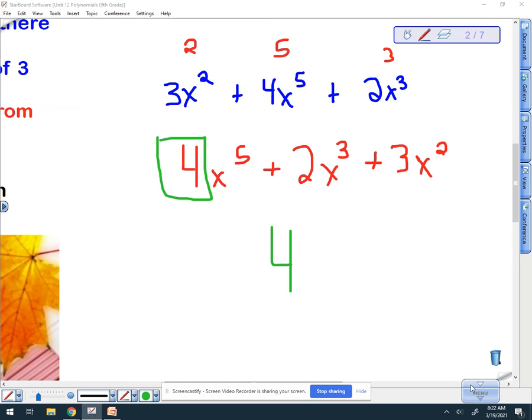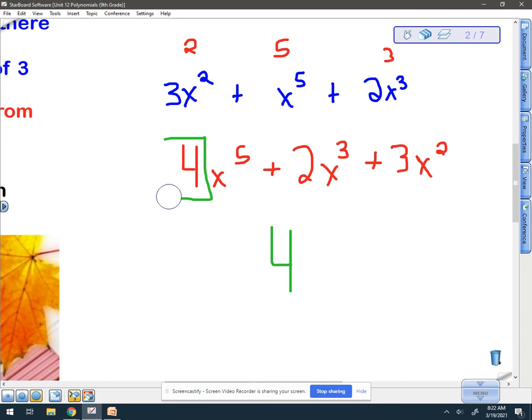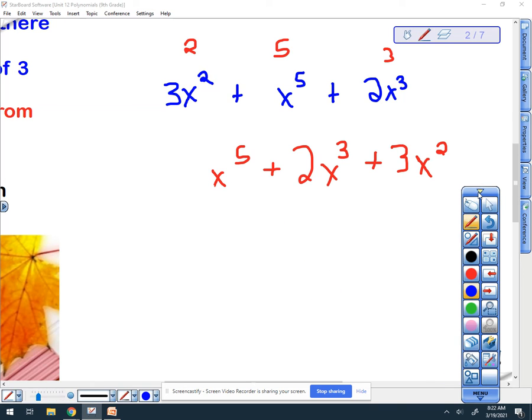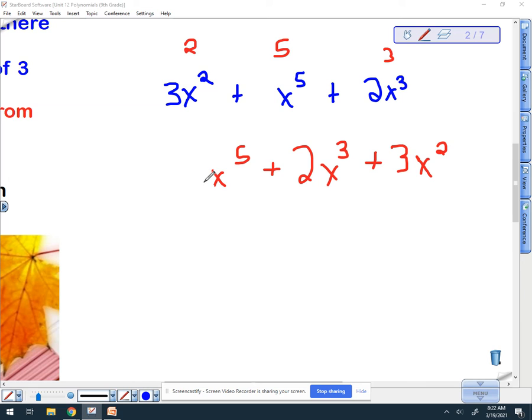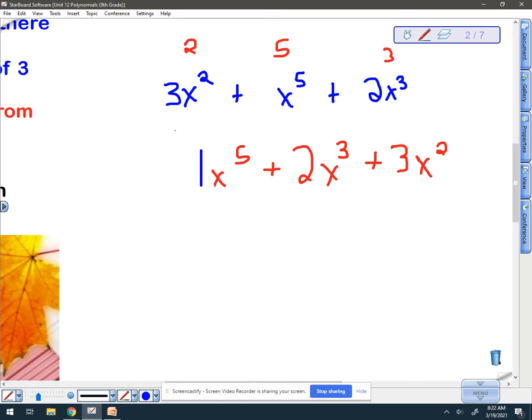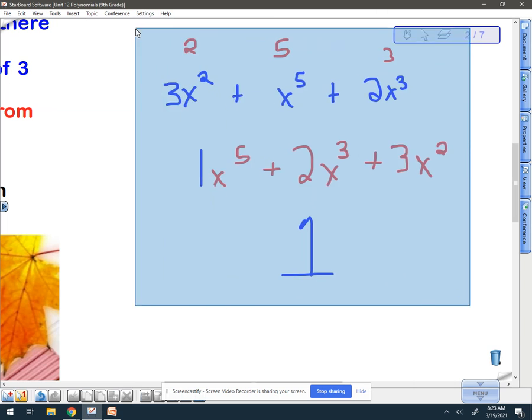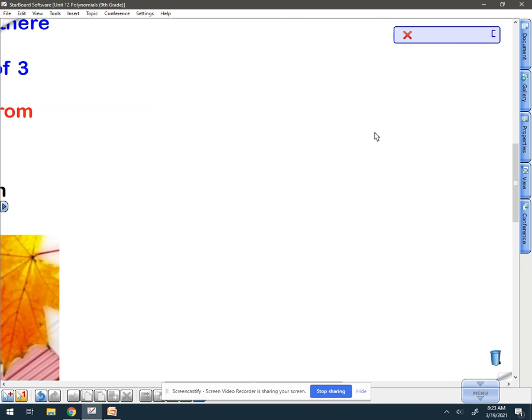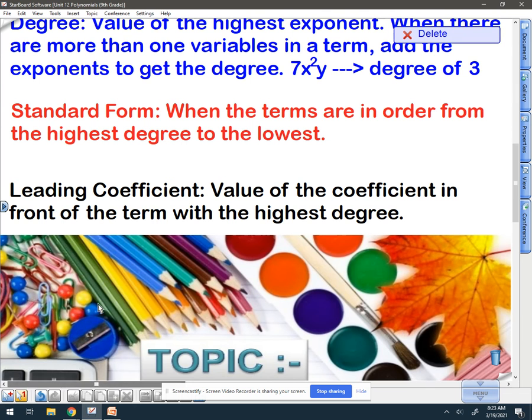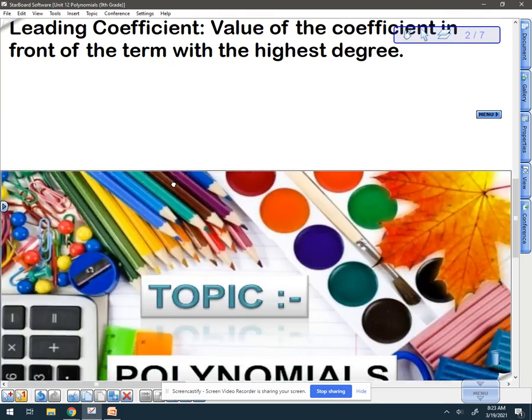Now the other class asked, what if that didn't have a number? So you ended up looking at it and it looked like that. Well, you should know if there's no number in front of a variable, that means it's a 1. So what's the leading coefficient? 1. I think that's it. Yep, that's it.